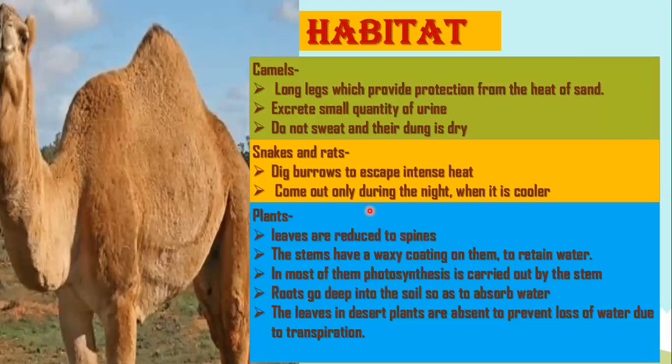Photosynthesis is, interestingly, carried out by the stems. The stem is green, thick and filled with water. The roots are very long and go deep into the ground to absorb water, and most of the plants are leafless. So these are the interesting adaptations made by the plants and animals of the desert habitat.